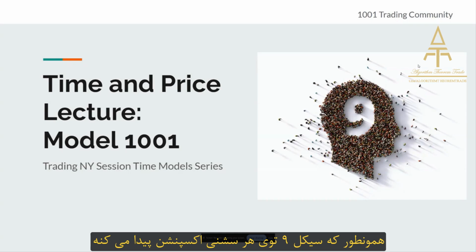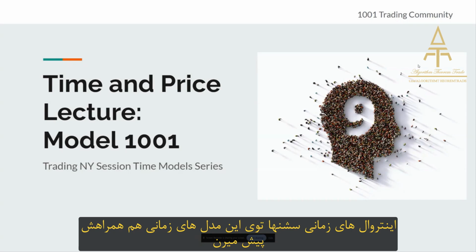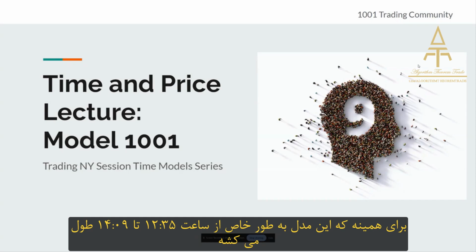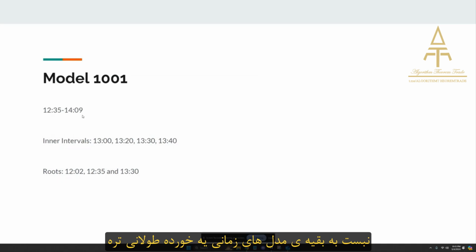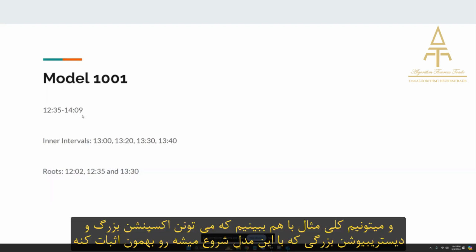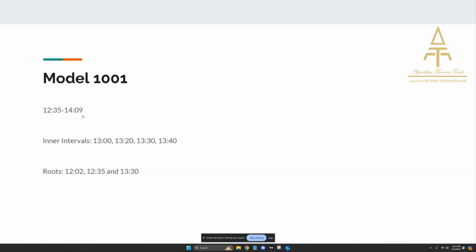As the circle of 9 expands throughout any session, so does the session time intervals of these time models. It's the reasoning as to why this model specifically is from 1235 to 1409. It's a bit more larger in length compared to other time models for that reasoning. And we can go through many examples to show us that for the portrayal of that, the large expansion, the large distribution that begins with this type of model.